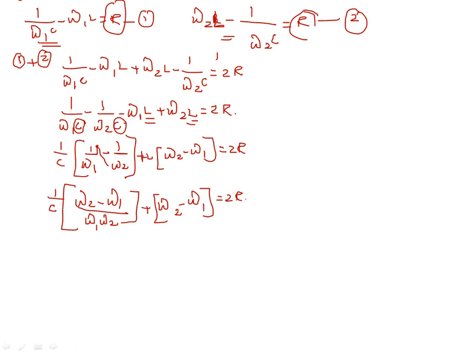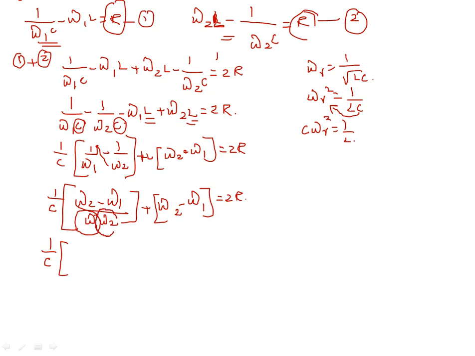What is the formula for resonant frequency? Resonant frequency omega R is equal to 1 by root LC. Now squaring this, omega R square is equal to 1 by LC. Now take C to the left hand side. So C into omega R square should be equal to 1 by L. Now what is our aim? Omega 1 as well as omega 2 should approach omega R. So 1 by C into omega 1 should approach omega R, omega 2 should approach omega R.